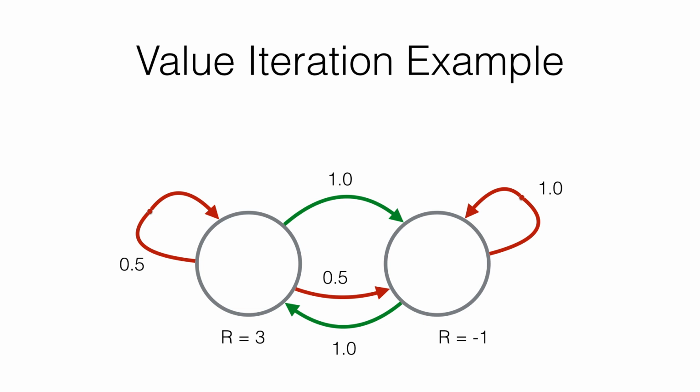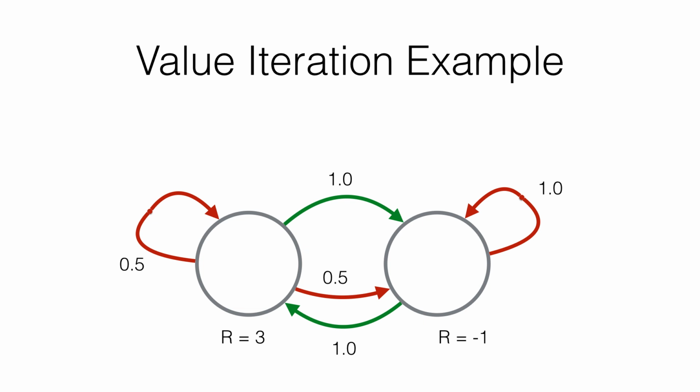So let's run through an example. Here's a very, very simple Markov decision process. There are two states, a left one and a right one. The left state has a reward value of 3, so that clearly is the state we really like. The right state has a reward value of -1. The two actions available are red and green. The red action is you try to stay in place, you try to stop, just like at a traffic light. And the green action is you try to move, you try to switch which state you're in.